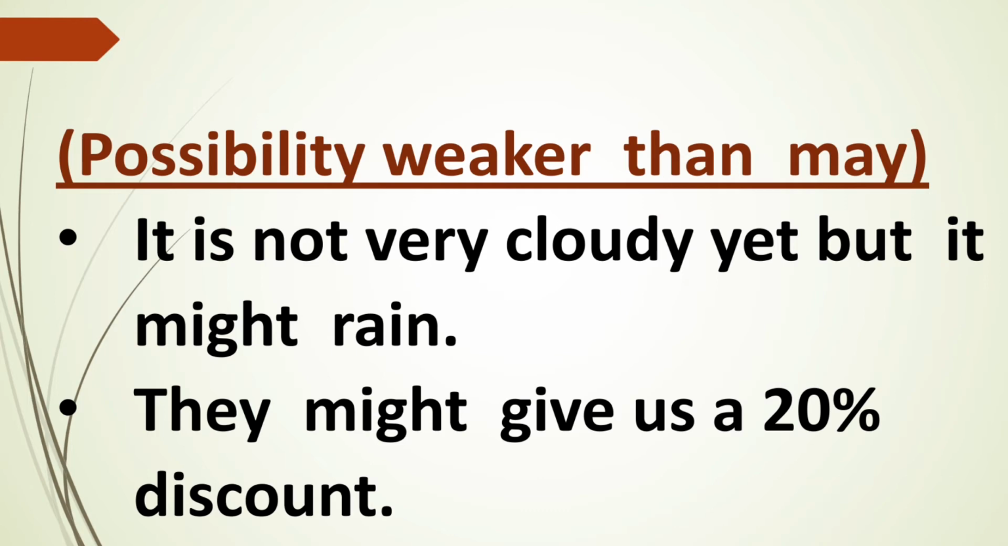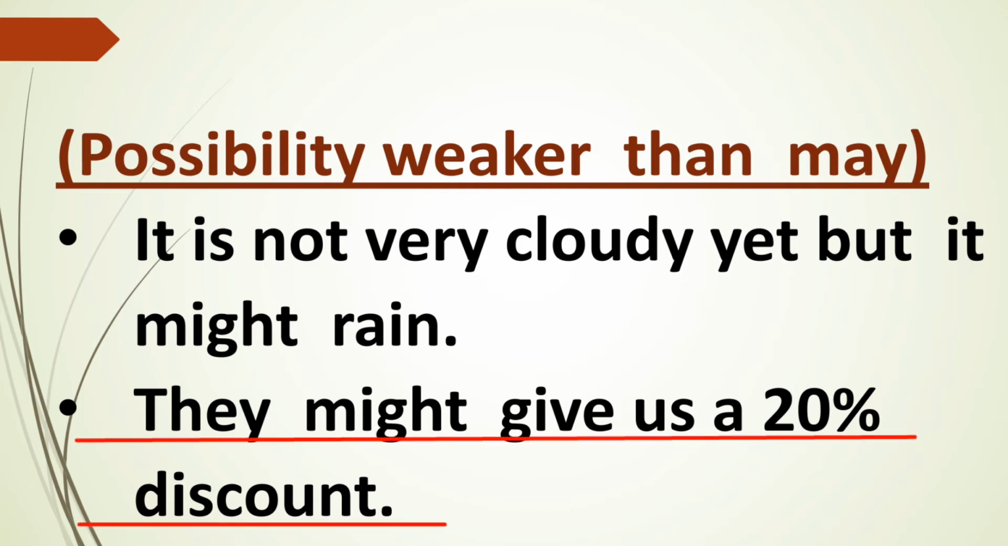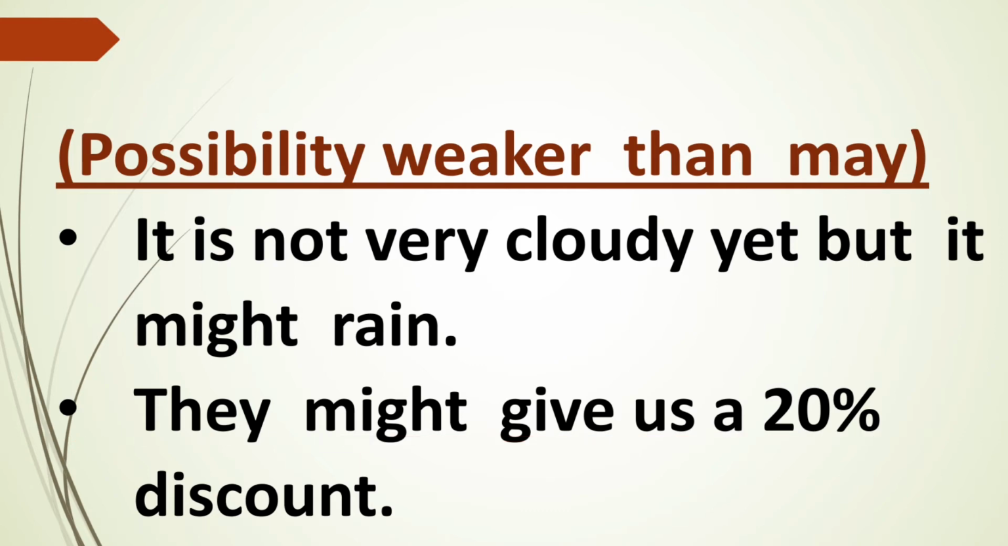If the possibility is high, we can use the words "it may rain", but here the words are "it might rain", which means 50% only. Look at the next one. They might give us a 25% discount. So this is also not 100%. It is only 50-50, whether the discount may be given or not. So here the possibility is only 50%. That's why I have used the words "they might give us a discount".